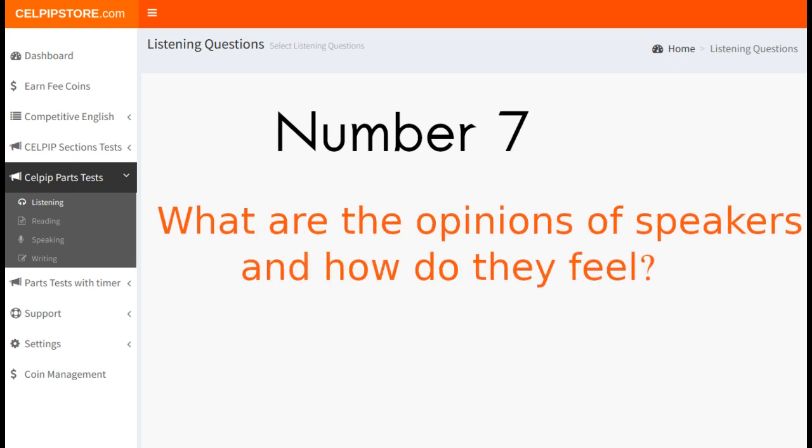Number 7. What are the opinions of the speakers and how do they feel? While watching the video, you should note down the opinions, or we can say you should know how the speakers feel while talking to each other. Like you should note down the mood of the speakers, like whether they are excited, sad or upset about anything while they are talking to each other.